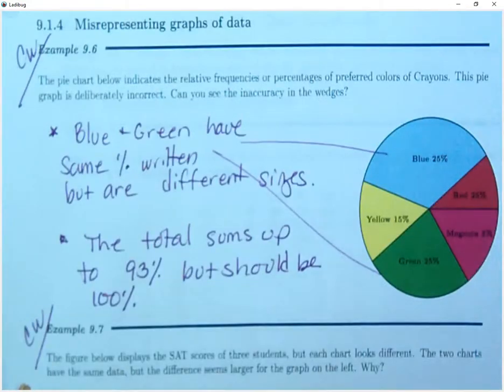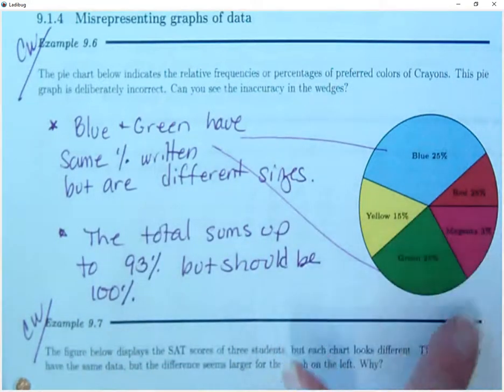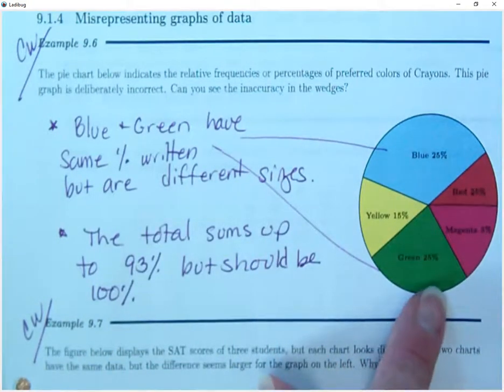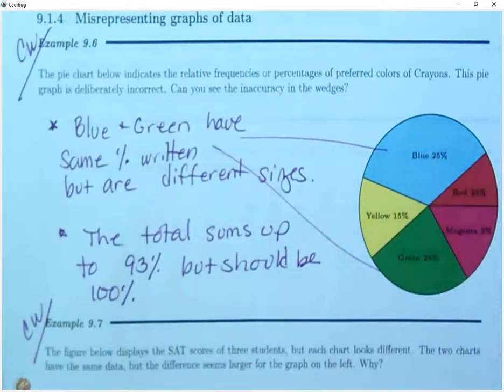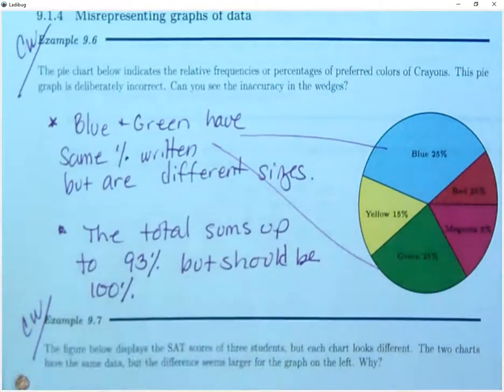Here are the answers now for the classwork. What I found, I'm sure you could find some different things as well, but blue and green have the same percentage written. They're both supposed to be 25%, but they're clearly different sizes. Also, if I add up all the percentages, it only adds up to 93%, and it should be 100%.